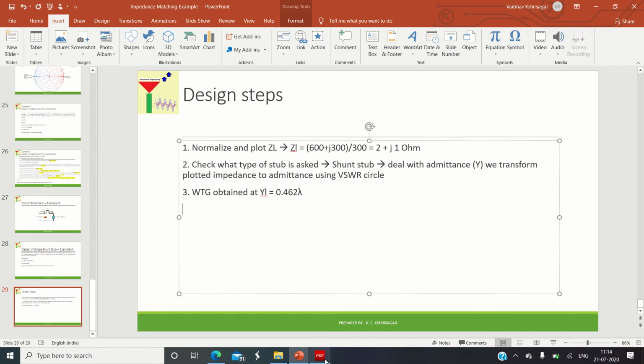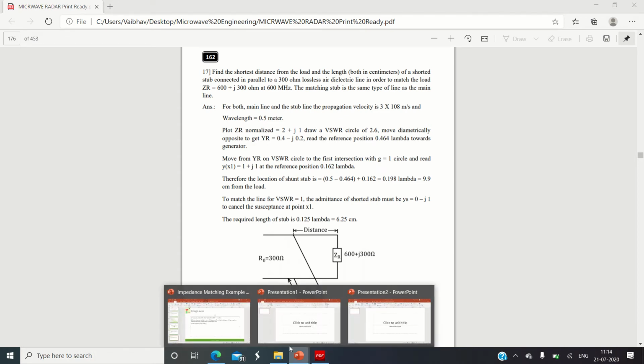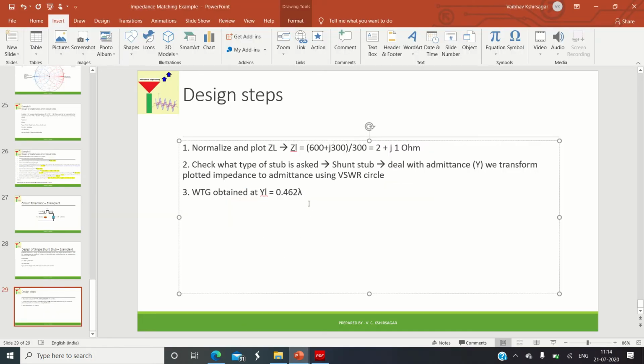Okay, so what is the next procedure? In the actual example in the book, the value we have is 0.464, and here we got 0.462. So both are in close agreement, one and the same. We have got near about the same answer and it is okay. So we move ahead.